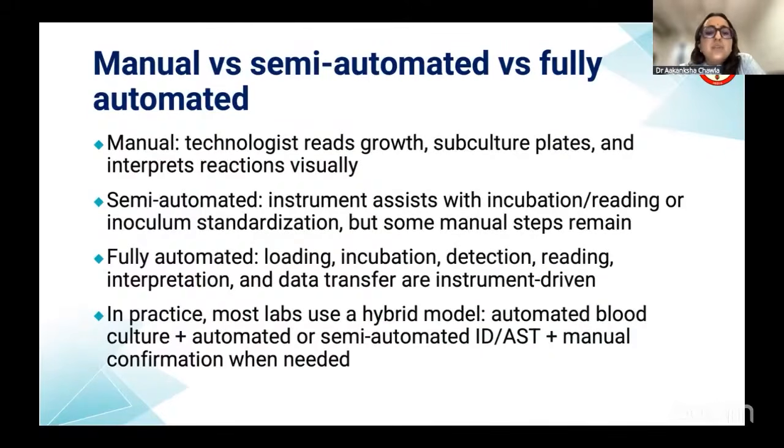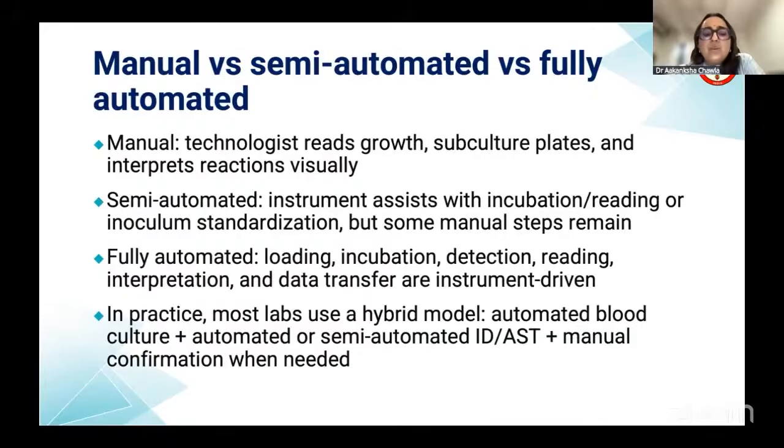Semi-automated systems basically involve instruments that assist with incubation, reading, or inoculum standardization, but some manual steps still remain in the process. Now, fully automated systems, right from loading of the specimen to incubation, detection, reading, interpretation, and data transfer are all instrument driven.